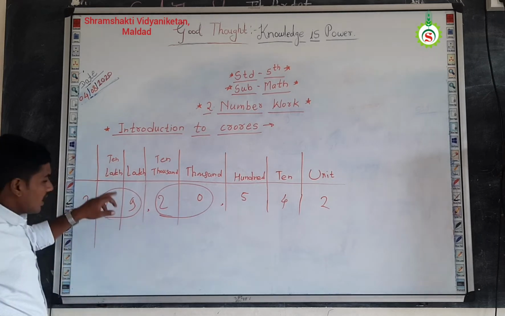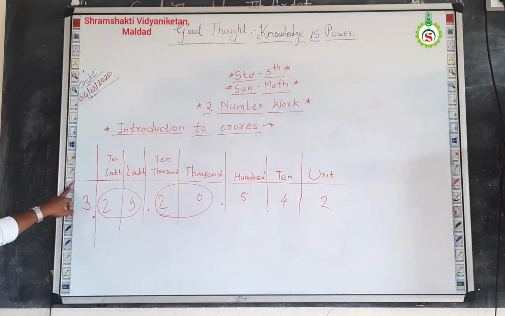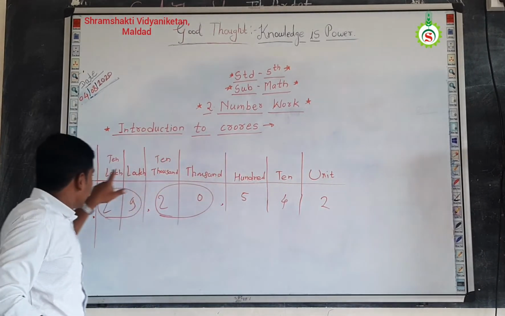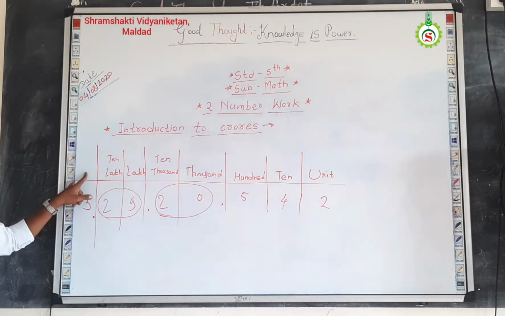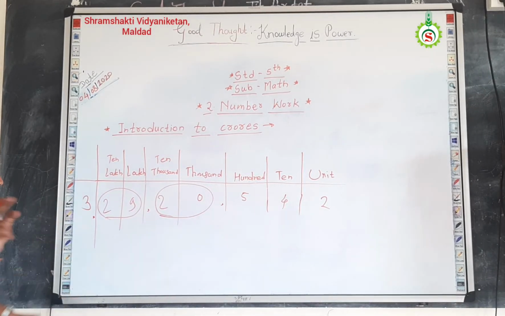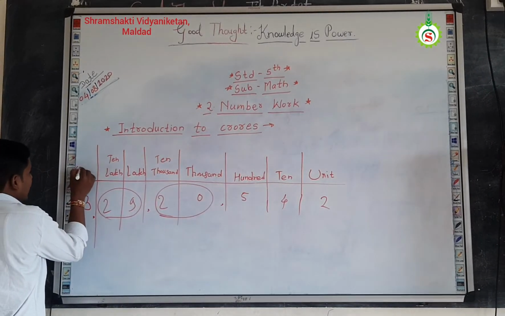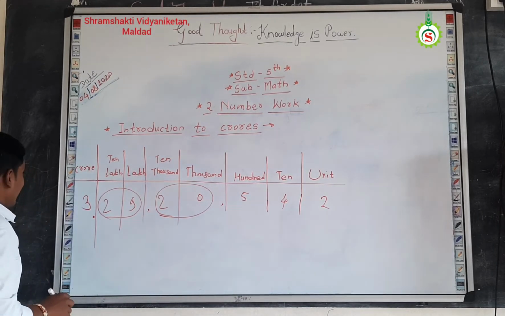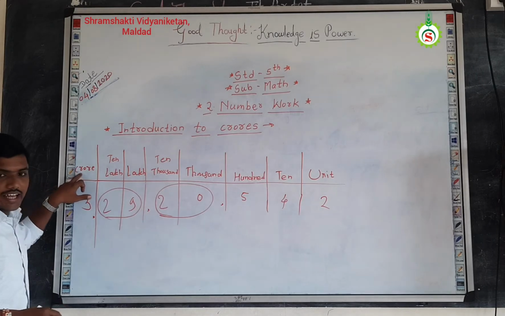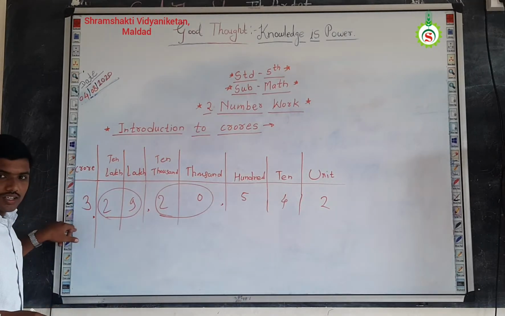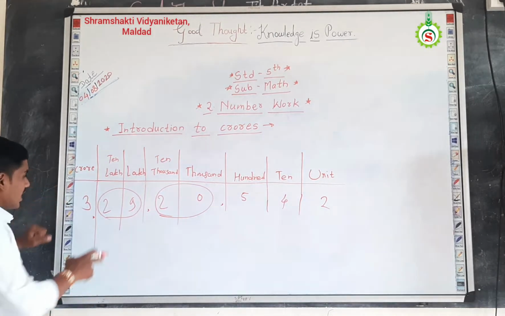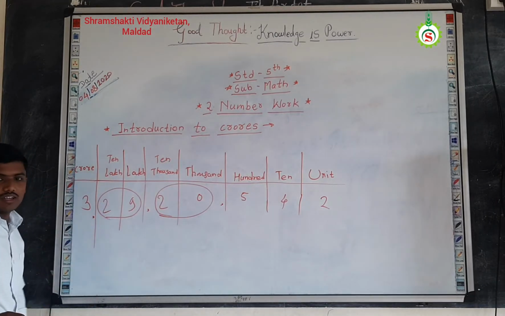Now after the ten lakh there will be the introduction to the crores. That means the 8th digit is at the place of crores. Here I will write crores. That means that 3 is present at the place of crore. Obviously that 3 is present at the place of crore, because after the ten lakh there will be the crores.